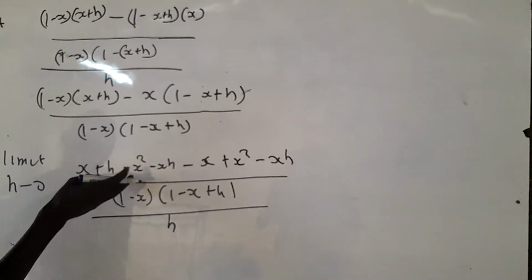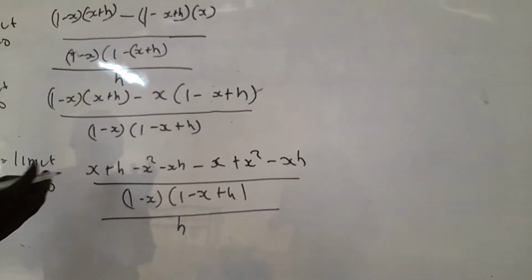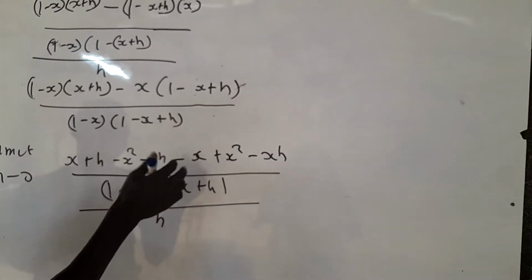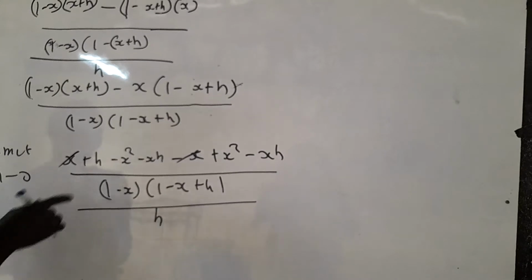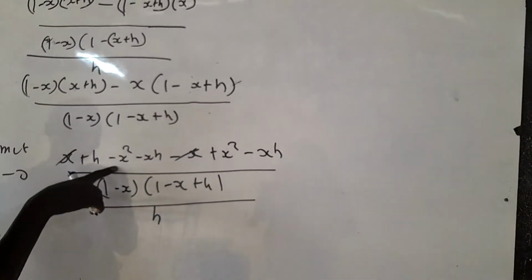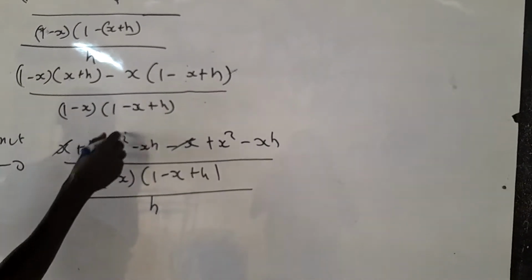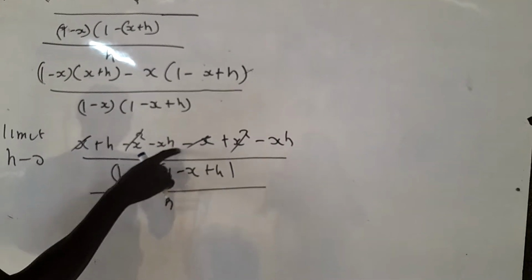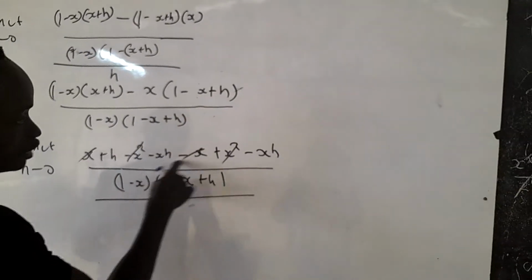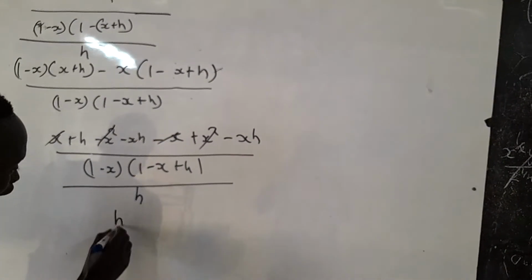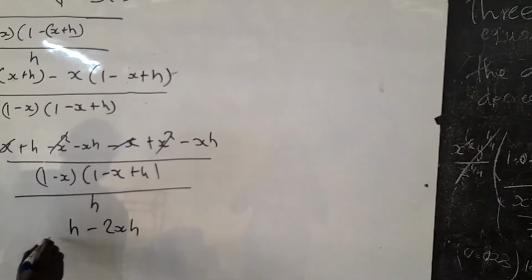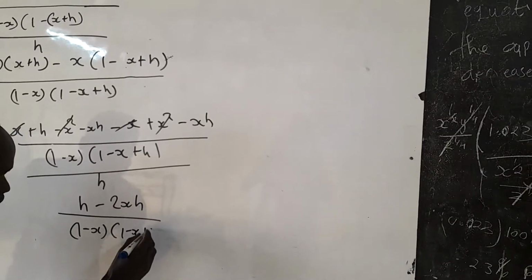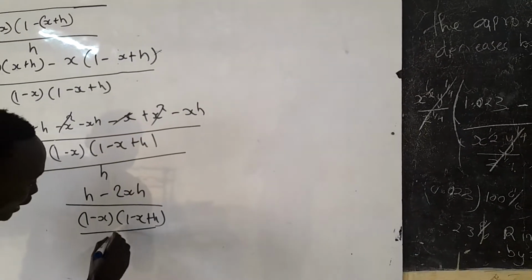Now, when we reach here, what we are going to do is to cancel out those which can cancel themselves. Like if you look at this one, x is positive and this one is negative. So it means they will go. h, there is no h the other side. x squared, this one is positive, this one is negative. It will go. So I have h and I also have negative xh. So when I take negative xh minus xh, I will have h minus 2xh all over 1 minus x, 1 minus x plus h, over h.